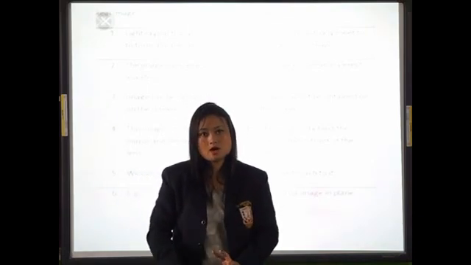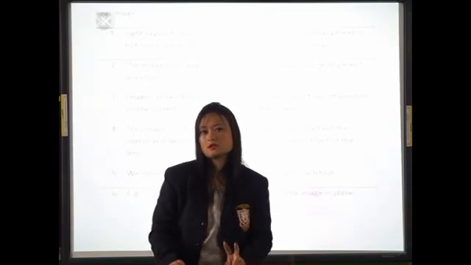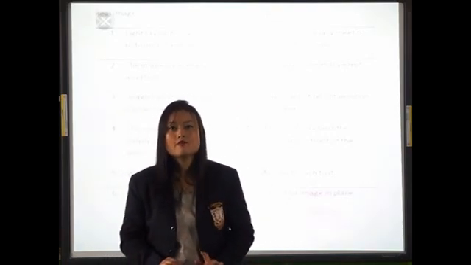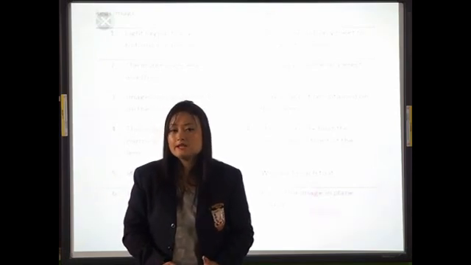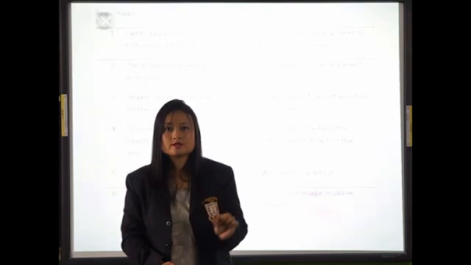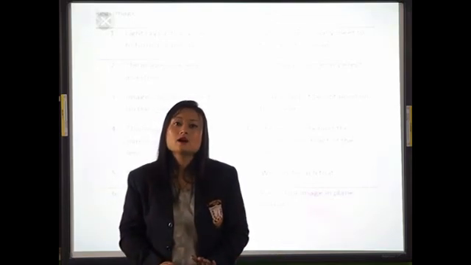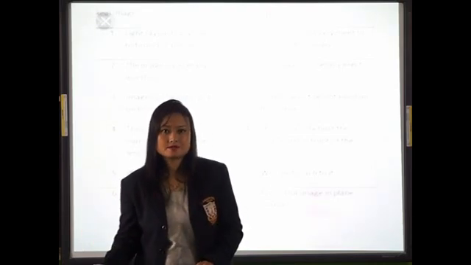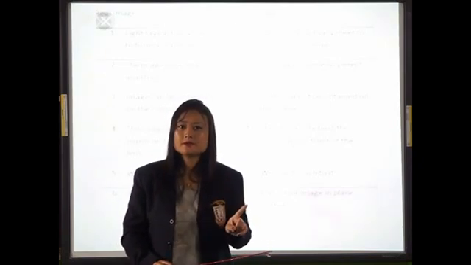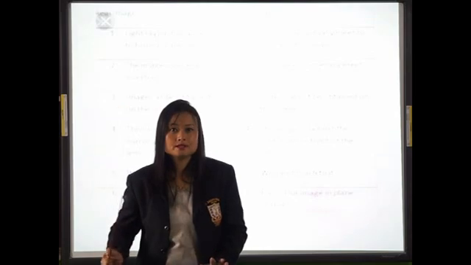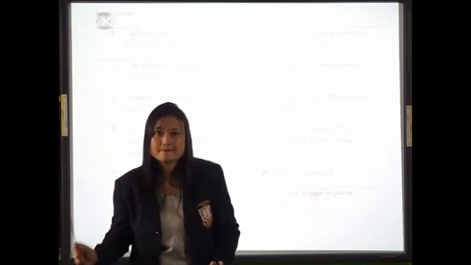Now there are two types of images which you have learned in class 7 already, so we're just revising it. The two types of images are real image and virtual image. Real images are formed when the reflected rays actually meet, and they meet at a point. Whereas virtual images are formed when the reflected rays do not meet, but appear to meet when they are produced backwards.